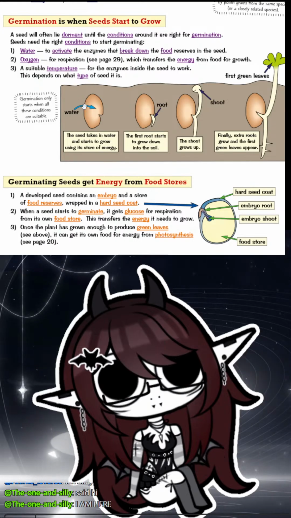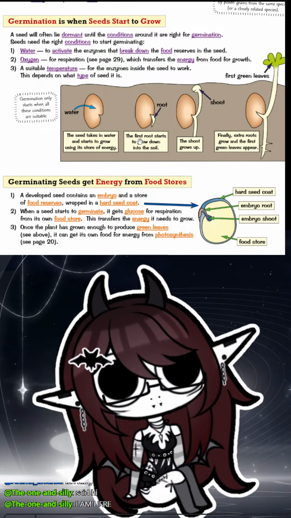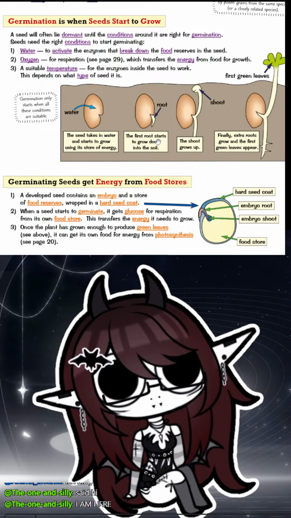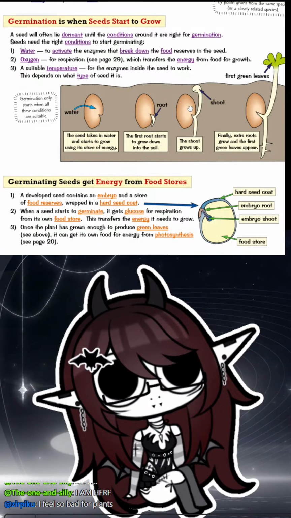Alright, so here's our seed. The seed takes in water from the soil and starts to grow using its store of energy. And then, the first root starts to grow down into the soil. This allows the plant to get more and more water. And then, the shoot grows up while the root goes down. And then, finally, extra roots grow and the first green leaves appear.